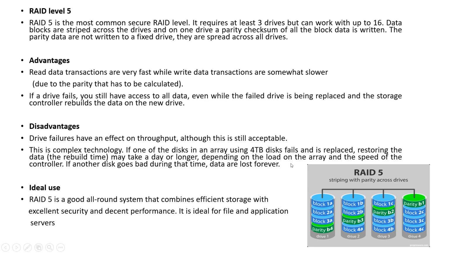RAID level 5 is a combination of RAID 0 and RAID 1. Here a minimum of 3 drives are required. The data is stored across all the drives, with some part of it on each, like it is done for RAID 0. To recover particular data, a parity checksum is done. So this is the advantage of this RAID 5.